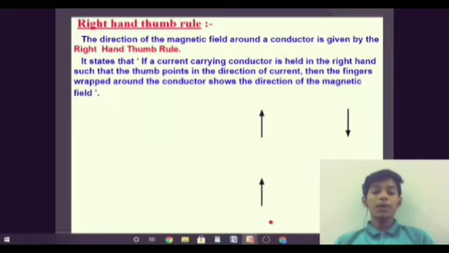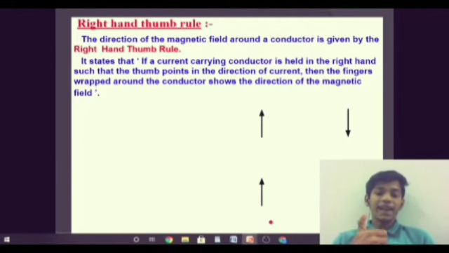Now we will learn about the right hand thumb rule. The direction of the magnetic field around a conductor is given by the right hand thumb rule. It states that if a current carrying conductor is held in the right hand such that the thumb points in the direction of the current, then the fingers wrapped around the conductor show the direction of the magnetic field.